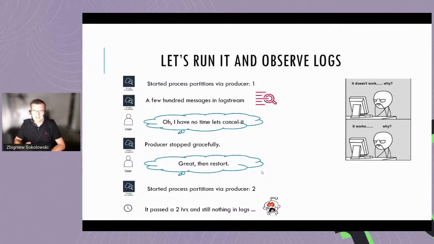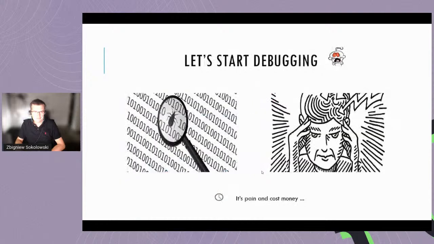Then we came to the conclusion, let's restart the whole process. So we observed this again, that started process partitions via producer 2, the second one, and basically nothing. Two hours passed and there was nothing in logs, and it was pretty dreadful. And we started to debug what actually happened, why it happened. I will show you why, and I'll show you details, but until this moment it was working correctly.